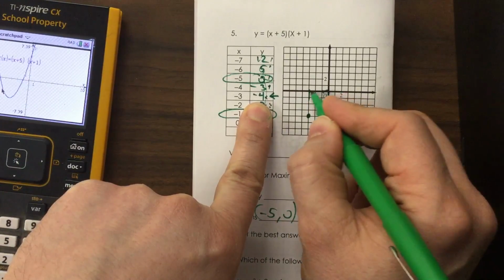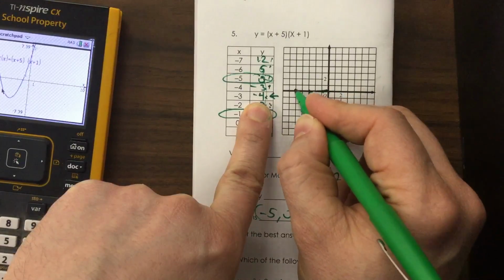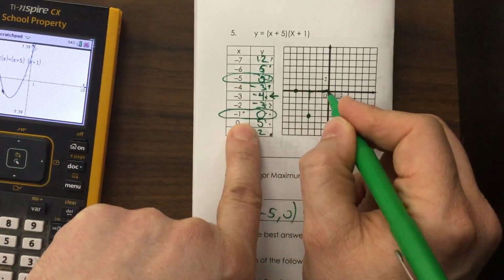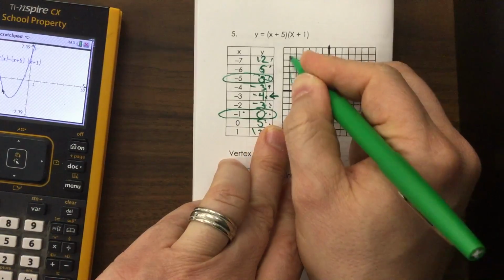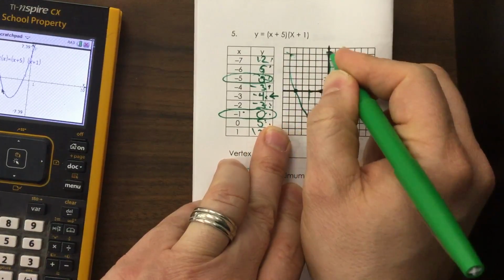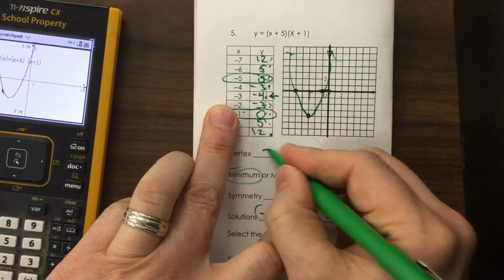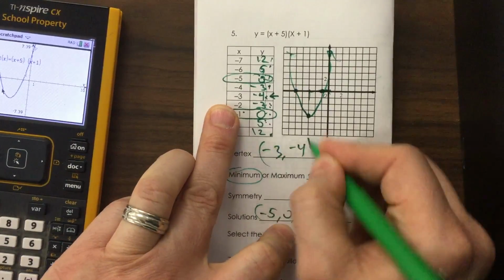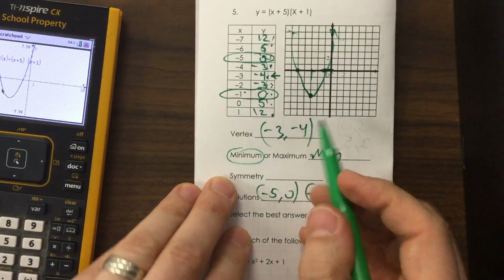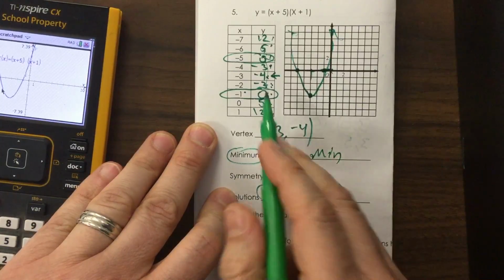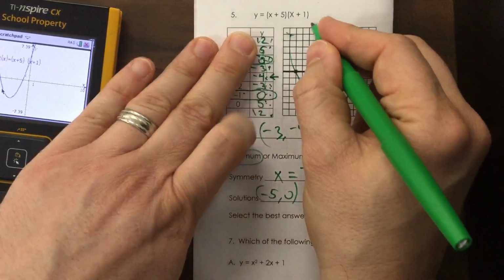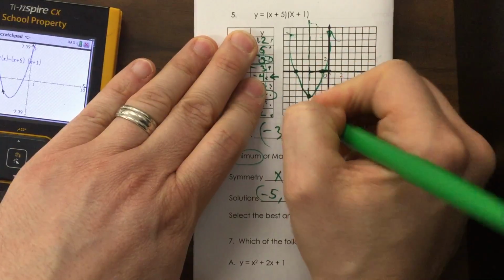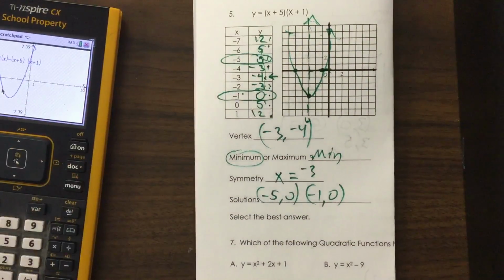So I'm going to finish this one, and then I'll do the next problem on the next video. Let's see, right here, negative 5, 0, negative 1, 0. That's enough to get a little sketch of our parabola. The line of symmetry is going to be x equals negative 3. Right here, that line. Okay, we'll do the next one on the next video.